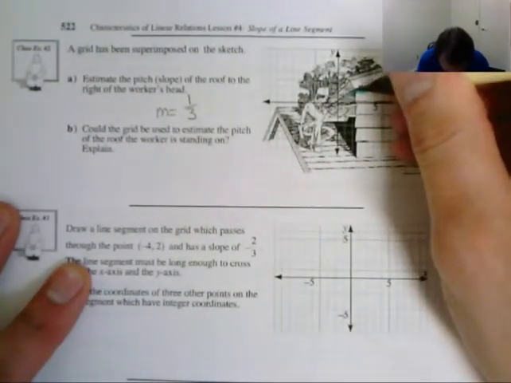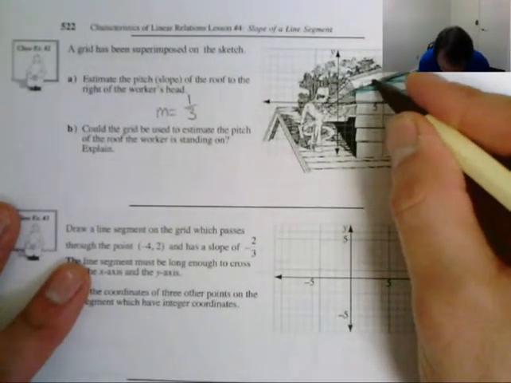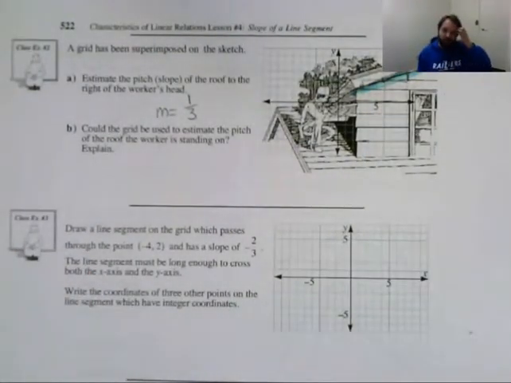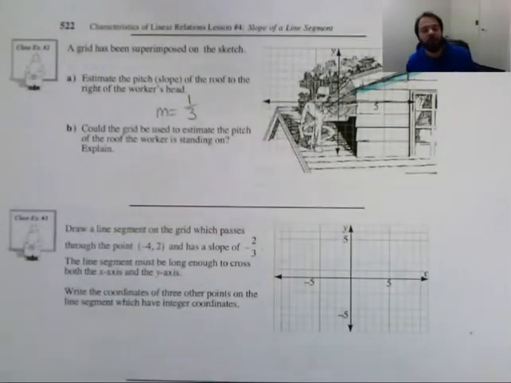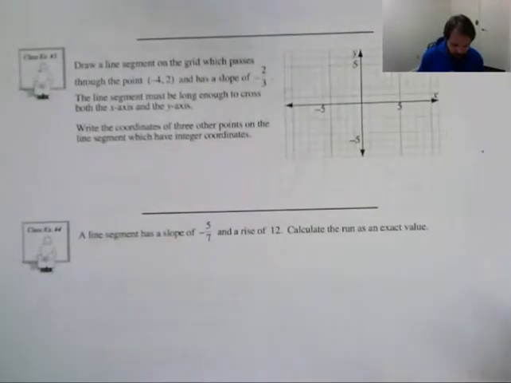Here's another point. And it looks like I go up 1, and then I go over 1, 2, 3 to get to the next point. So no matter where we look on that line, my slope is 1 over 3. My change in y is 1 per every 3 change in x. Okay? Now let's look at example number 3.